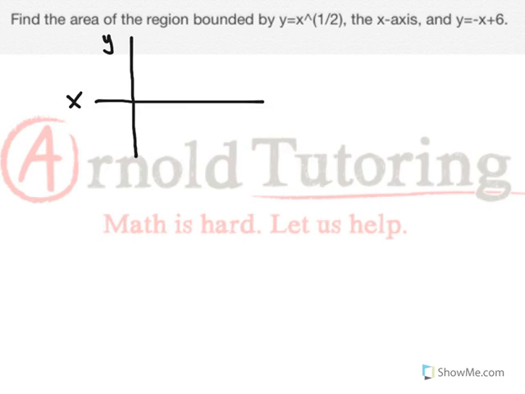Let's take a look at one of the applications of integration. It says find the area between these two curves and the x-axis. Okay, so what does that really mean? First thing, let's try and graph these functions.